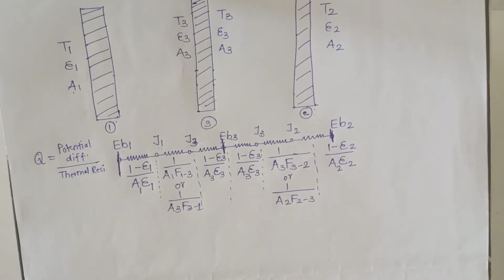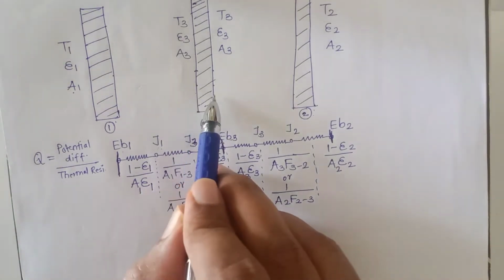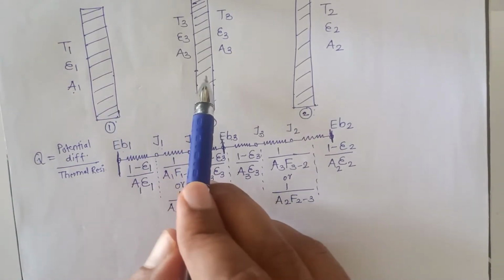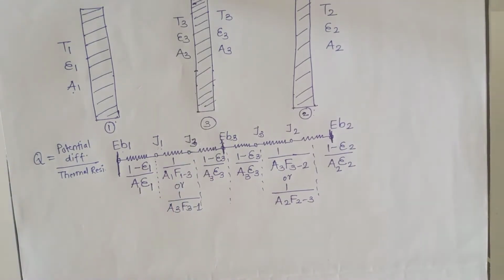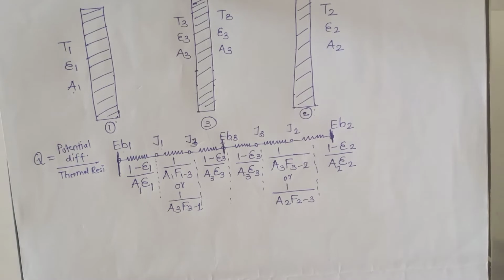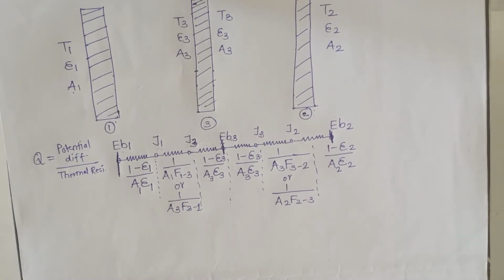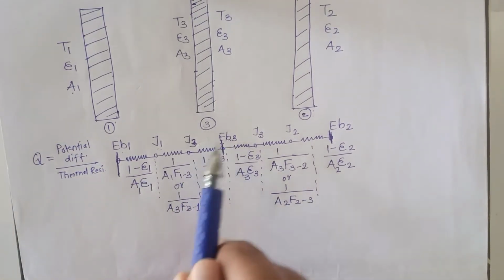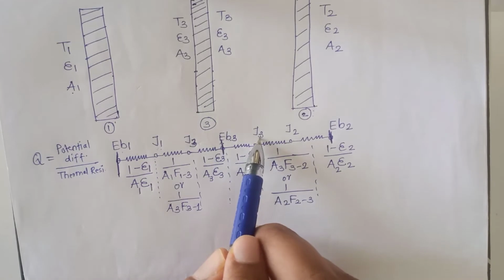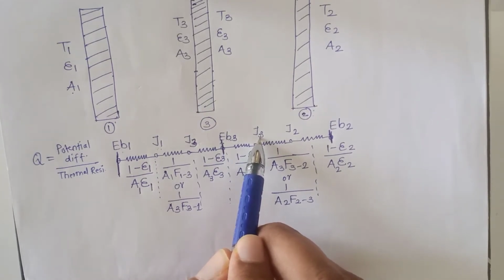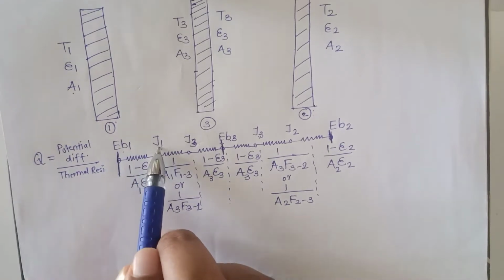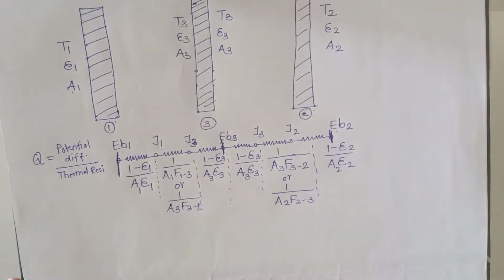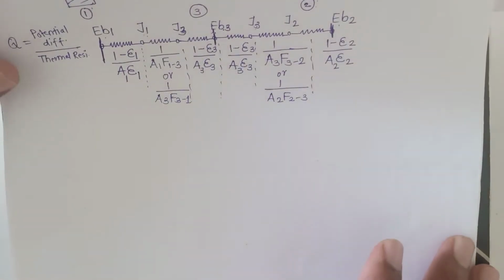Now, in this case, let us say there was no radiation shield in place. Then still there would have been heat transfer between surface 1 and surface 2. How do we quantify that heat transfer? We quantify it using the same philosophy of this electrical analogy. If there was no surface 3, then J3 and EB3 would not come into the picture. There will be only EB1, J1, J2 and EB2. At that point, how will the thermal resistance network look?